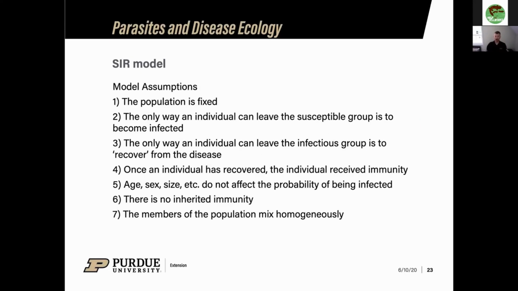Now, obviously, with all models, there are lots of assumptions. I won't go through all of them here, just highlight a few. The first is that the population is fixed, so there's no birth or death in this model. Also, it's unidirectional flow, so individuals can only go from susceptible to infectious, and then from infectious to recovered. Lastly, there's no variation within the population, so no variation in age, sex, size, anything that would influence your probability of getting infected. You can go through these assumptions with the students and what they actually mean.